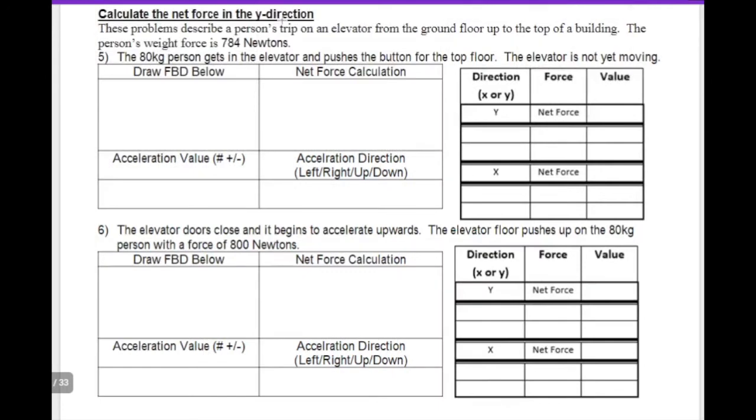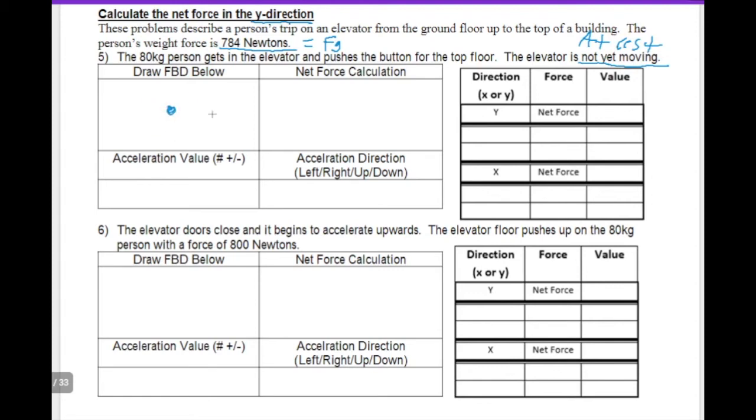All right, let's take a look at some of these y direction problems. These problems describe a person's trip on an elevator from the ground floor up to the top of the building. The person's weight is 784 newtons. And again, weight just means force gravity, so that's important. The 80-kilogram person gets on the elevator and pushes the button to the top floor. The elevator is not yet moving. That's also really important because when it's not moving, it means that we're at rest.